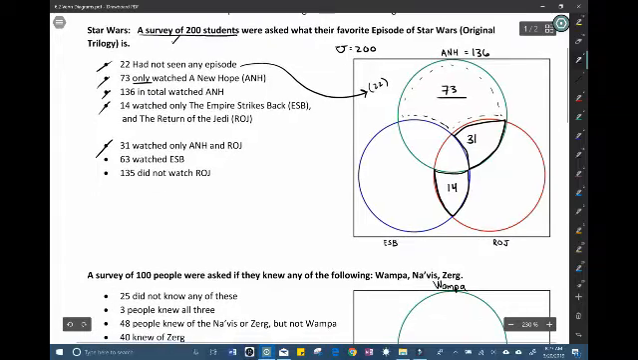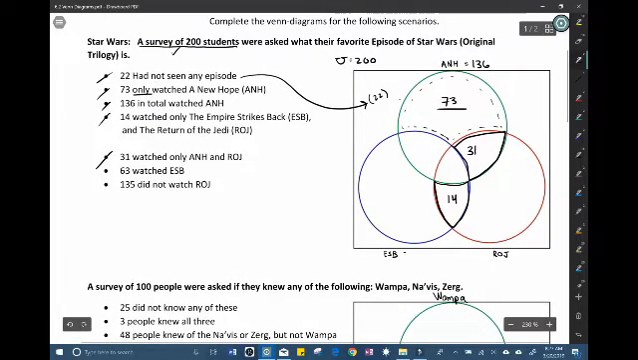63 watched Empire Strikes Back. So we know this whole thing's going to be 63. And the last bit, 135 did not watch Return of the Jedi. Okay, I'll get to that in a little bit. So we have a few things missing. We have this missing, this missing, this missing, and this missing. But we still want to reference this: 135 did not watch Return of the Jedi.